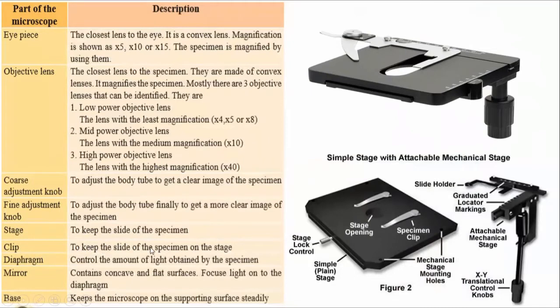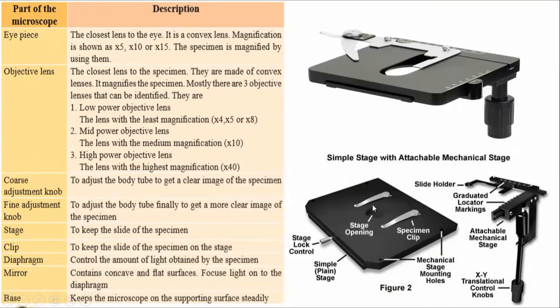It is used to keep the slide of the specimen on the stage. All right. So now, usually when you observe something through a microscope, we will learn how to make a slide in the future. But for the moment, there is something called a glass slide. Okay. So on that glass slide, you place your specimen and then you place that glass slide on the stage. Okay. After that, by using the objective lenses, you can observe the specimen on the glass slide.